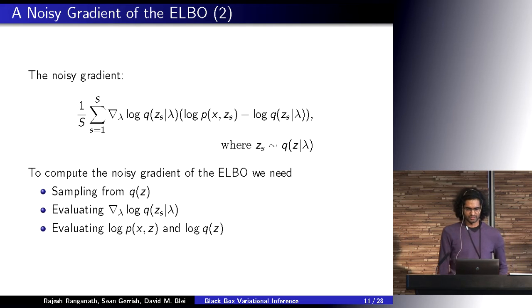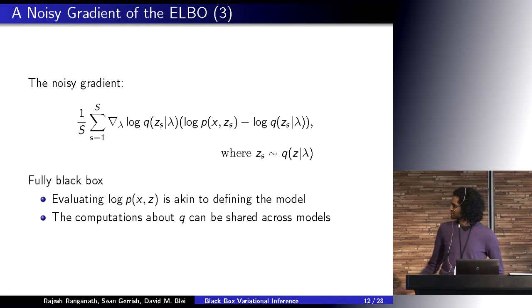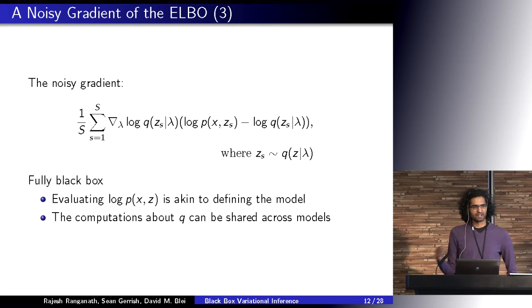So what do we need to compute the noisy gradient of the ELBO? First, we need to sample from the variational distribution. Then we need the derivative of the log of the variational distribution with respect to its parameters, the score function. And we need to be able to evaluate both log p and log q. So what does this mean practically? Well, defining log p is the same as defining the model. Our graphical model is just the log joint distribution. And there are a bunch of computations about q that we need, but they can really be shared across models. For example, in Bayesian logistic regression, you have a normal approximation, and in probabilistic matrix factorization, you can also use a normal approximation, and the computations you need are the same for both of them.